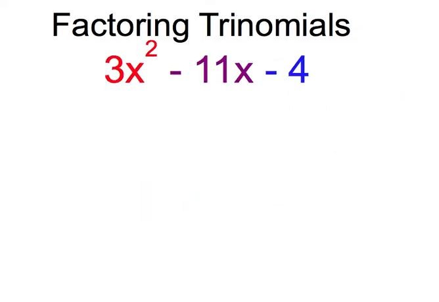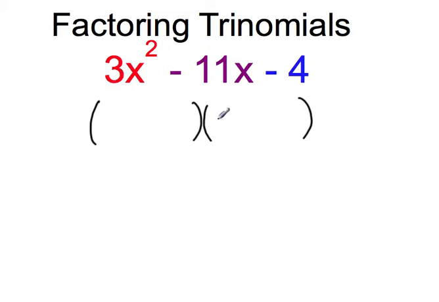Alright, let's try another one more complicated, because in this case our leading coefficient isn't 1, it's 3. So again, our goal is to rewrite this as 2 binomials being multiplied together. It's called factored form because in factored form you are multiplying 2 things together. And we will get into the most factored form we can later on.